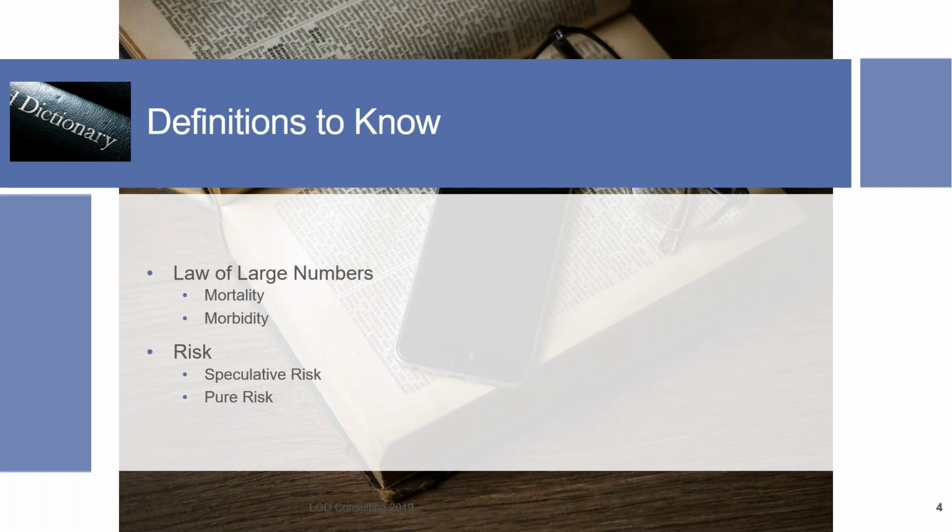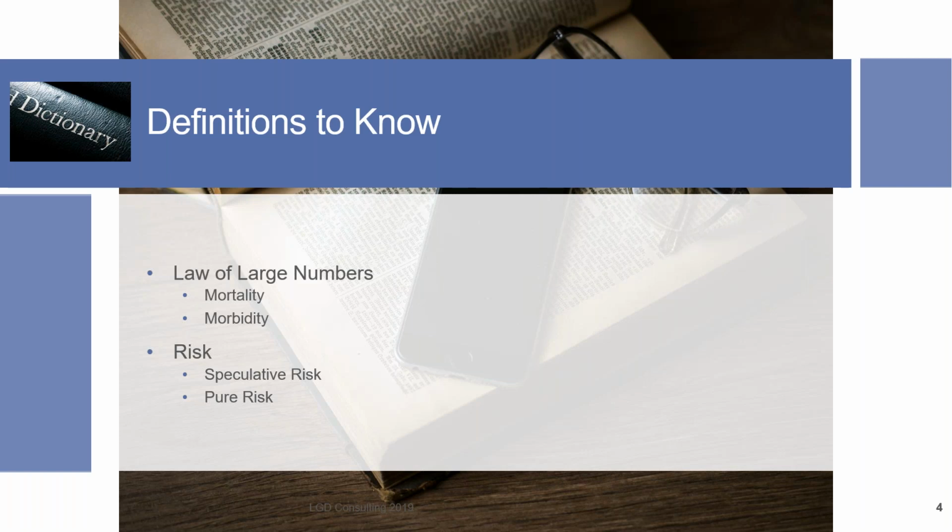Risk. Risk is defined as the uncertainty of a loss. Right? Your house may burn down, it may not. You may get into an auto accident, you may not. You may suffer disability, you may not. Okay, so it's uncertain. And that's how you want to understand risk. It's the uncertainty of a loss.